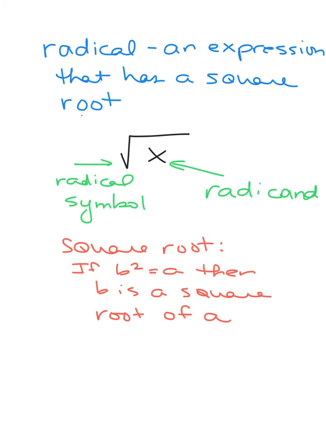A radical is an expression that has a square root. Here is our radical symbol, and our radicand, that's the number or variables that are found underneath the radical sign. Now, a square root: if I have an example of b squared is equal to a, then b is a square root of a. We'll go into a little bit more detail about that in this lesson and the next lesson.